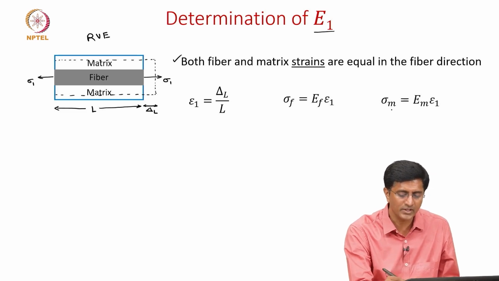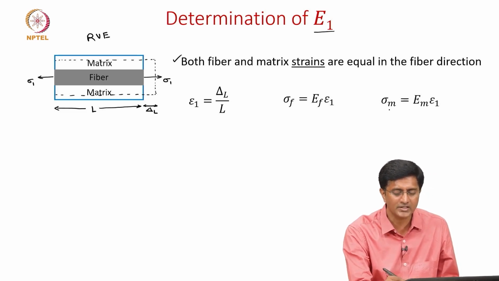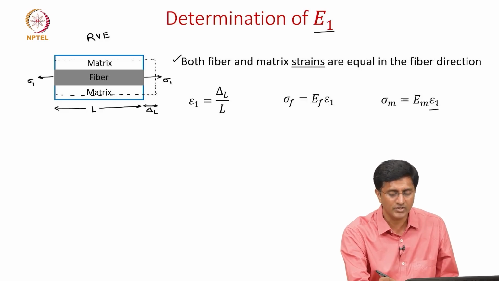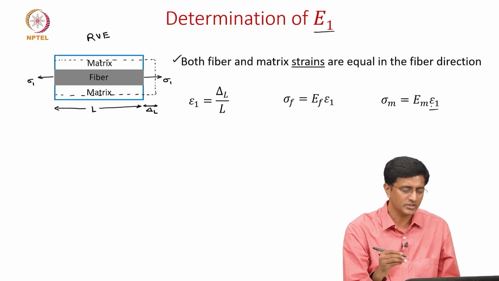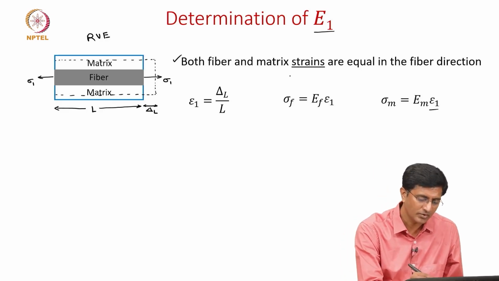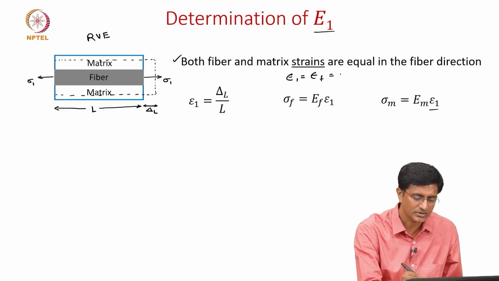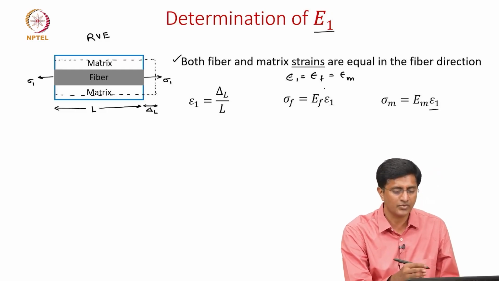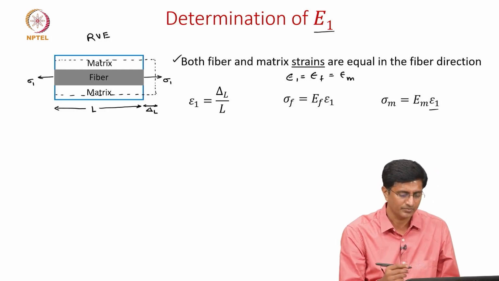Similarly, for the matrix material, again the stress in the matrix can be written as elastic modulus times the strain in the matrix. But here we have replaced the matrix strain with the composite strain because both are the same. So essentially what we are saying is epsilon 1 is equal to epsilon f is equal to epsilon m. Strain in composite, fiber and matrix all are the same.